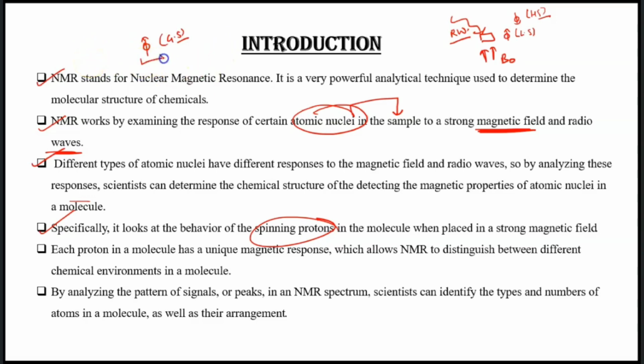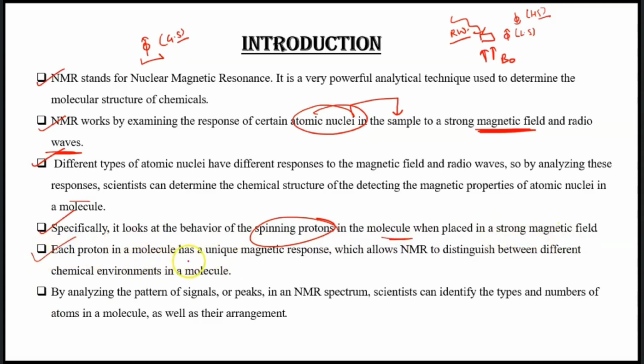So ये जो आपका ground state में भी जो आपका nuclei है, that is also spinning around its own axis, just like your electron, you know, revolves around its own axis. So that is one thing about it only. So it looks at the behavior of spinning proton in the molecule when placed in the strong magnetic field.